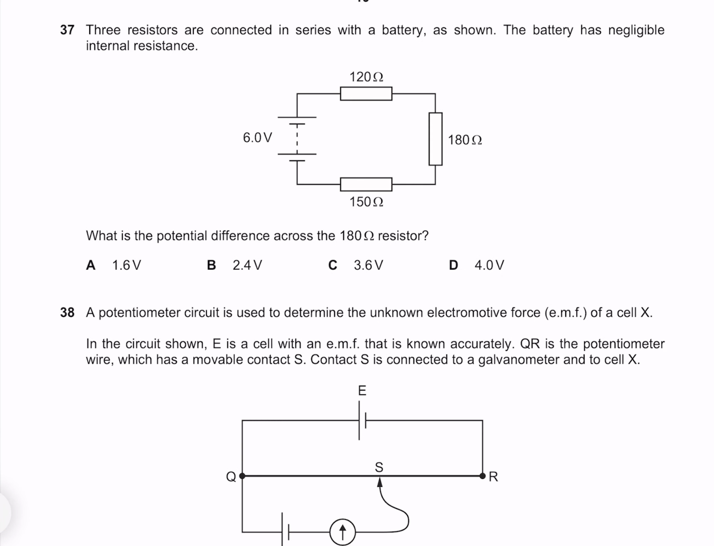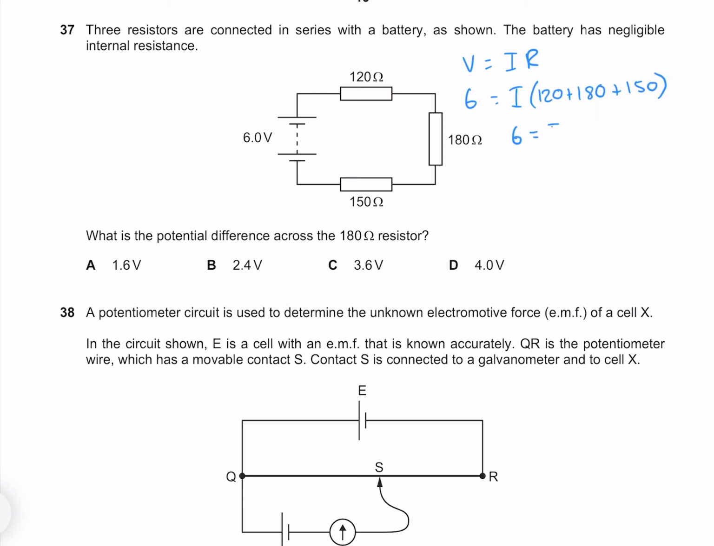3 resistors are connected in series with a battery as shown. The battery has negligible internal resistance. What is the potential difference across the 180 ohm resistor? To find the potential difference, we need to know the current, where we know that V is equal to IR, where our supply voltage of 6 is equal to our current multiplied by the total resistance, which is our resistors summed together because they are in series.